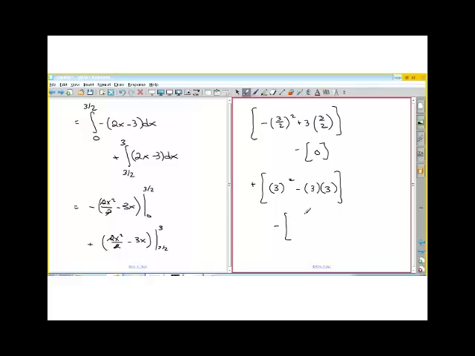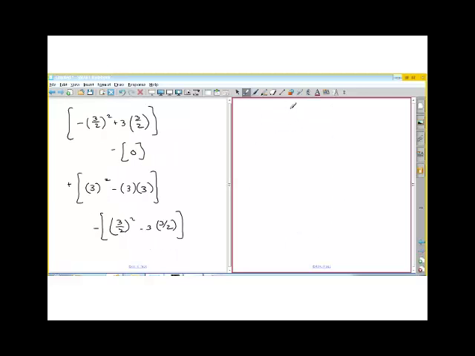And we subtract the thing evaluated at 3/2. So we get 3/2 squared, because this is x squared. And let's see, am I doing something? This should be plus. No, that should be minus, right? Because this is the lower limit. And so we have negative 3 times 3/2. Okay, so this integral is evaluated at the upper and lower limit, and this integral is evaluated at the upper and lower limit.